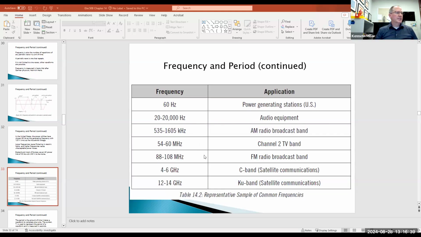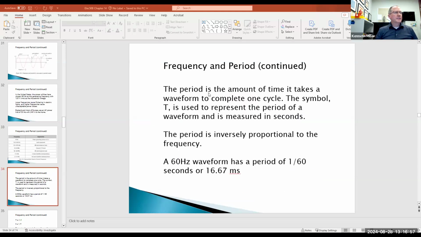Right? And then here's a list of some of the various things, like, for example, wireless communication is usually in the 2.4 gigahertz band or the 5 gigahertz band, with Wi-Fi 7 being in, Wi-Fi 6 in the 6 gigahertz band as well. All right. So the period is the amount of time it takes a waveform to complete one cycle, and T is the symbol for that. So a 60 hertz waveform has the inverse of 1 over 60.